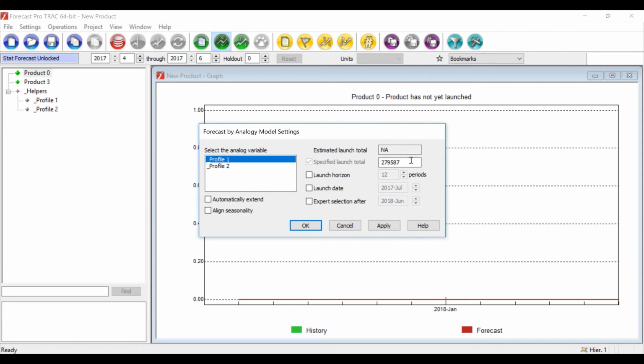Down here, this is actually the sum across the profile that we looked at before. We don't necessarily expect the total sales of our new product to be the same as our analogous product. But we've done some market research. Perhaps we've done an assumption-based model, perhaps we've done a market share model, and that analysis has told us that a reasonable launch total is going to be 500,000. So let's go ahead and put that in here.